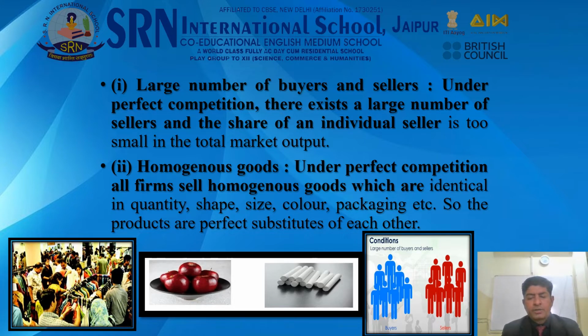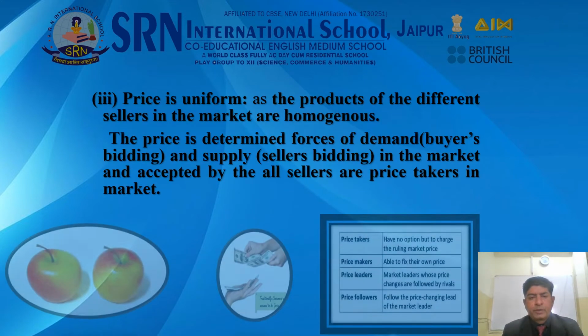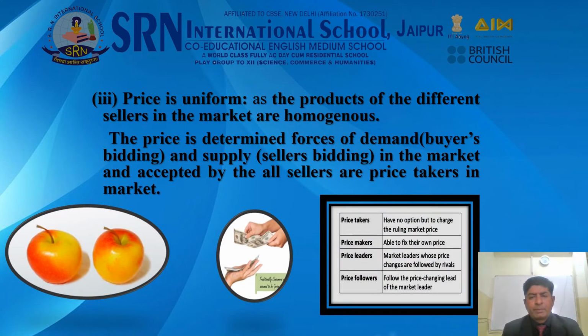The second feature is homogeneous goods. Under perfect competition market, all firms sell homogeneous products, identical in quantity, shape, size, color, packaging, etc. So the products are perfect substitutes of each other. Third is price is uniform. As the products of different sellers in the market are homogeneous, the price is determined by the forces of demand and supply in the market and it is accepted by all the sellers. Because of that, a firm under perfect competition market is called a price taker, not a price maker.